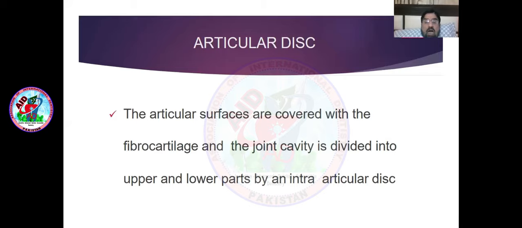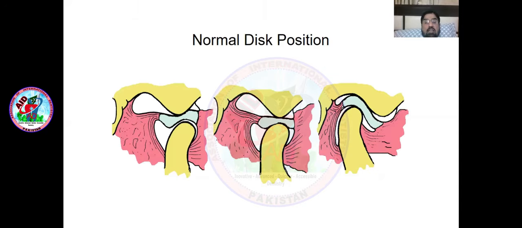It has two joint cavities, upper and lower part, and in between is the articular cartilage. This articular disc is like this. If you see, when the joint is at rest position, this is the temporal bone, that is the condyle, this is the disc or articular cartilage, which is posteriorly attached with ligaments, anteriorly attached with ligaments, and that is the superior joint cavity, this is the inferior joint cavity, and that is the attachment of the lateral pterygoid muscle.